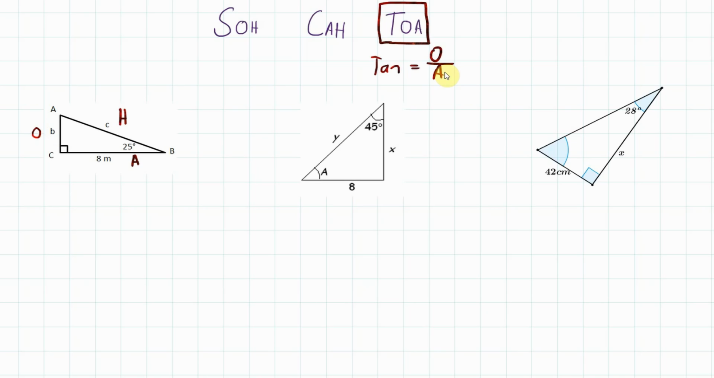So we're going to go tan 25 equals opposite. Which one is opposite? That's our B, over the adjacent, which is our 8. So we can get B by itself by multiplying both sides by 8. 8 times tan 25. Now what does this give us when we chuck it into the calculator? Well, I'm getting 3.73. I hope you're doing this along with me.